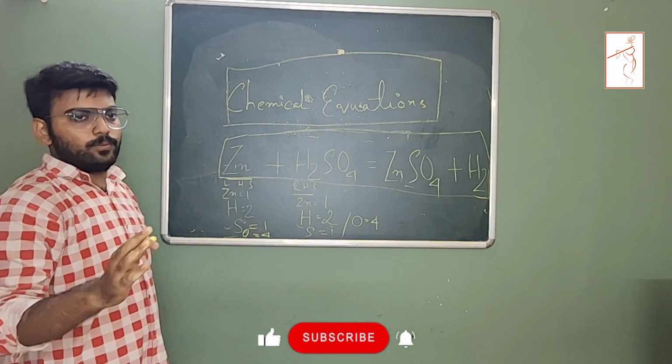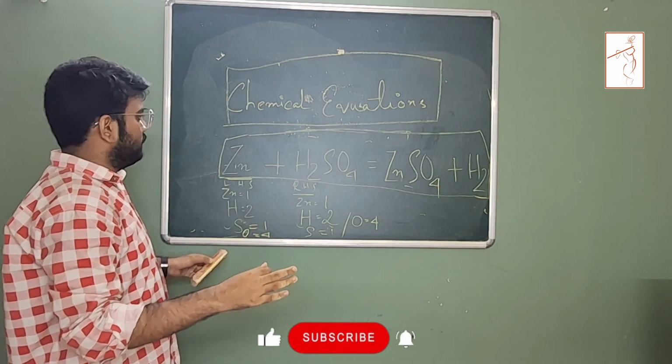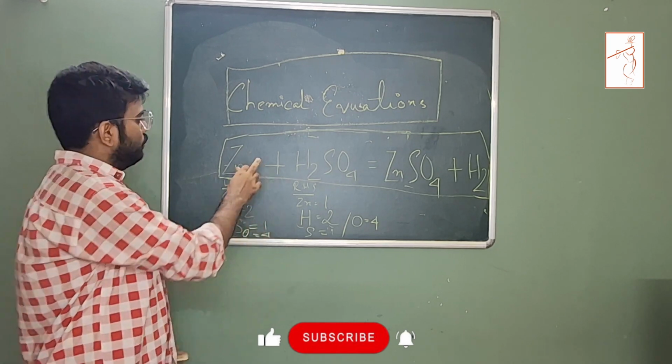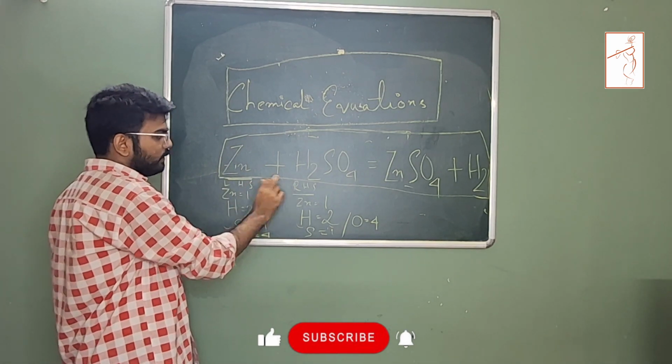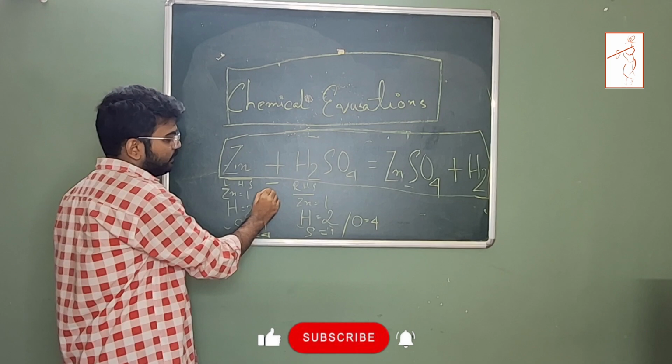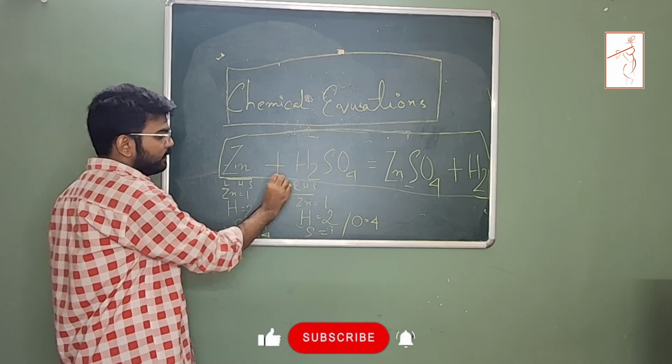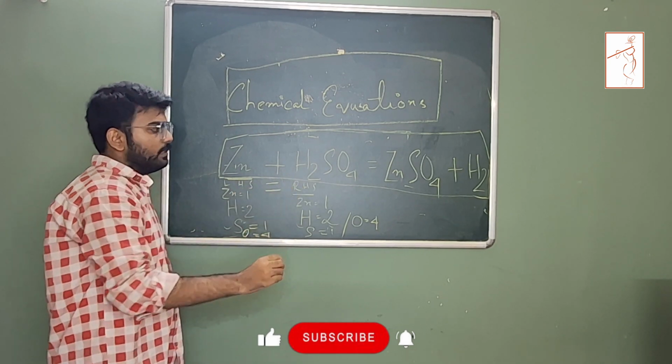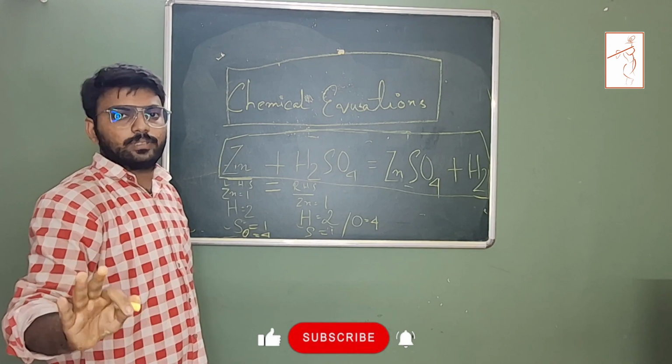So seeing an equation does not mean it is unbalanced or anything. You have to write it down like this, and if the left-hand side is satisfied with the right-hand side, it is a totally balanced equation.